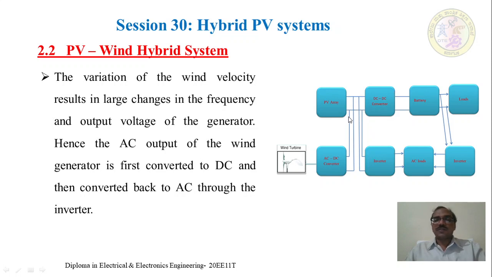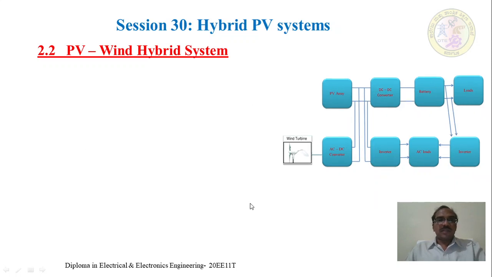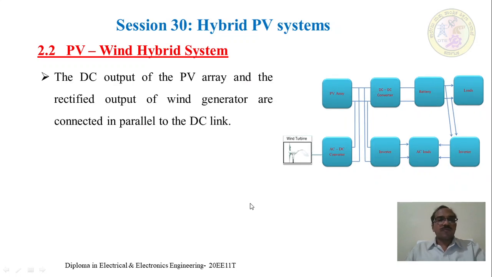So using that circuitry, what I will do, first I will convert that into DC, and then if I require an AC load to be supplied, I will invert it and then provide it. Okay, and then you can have a DC output of a PV array and the rectified output of the wind generator connected in parallel to the DC link. DC link ಗೆ parallel ಆಗಿ ಕನೆಕ್ಟ್ ಮಾಡ್ತಾ ಇದೀವಿ, ಇಲ್ಲಿ ಶೋ ಮಾಡಿದೀವಲ್ಲ.